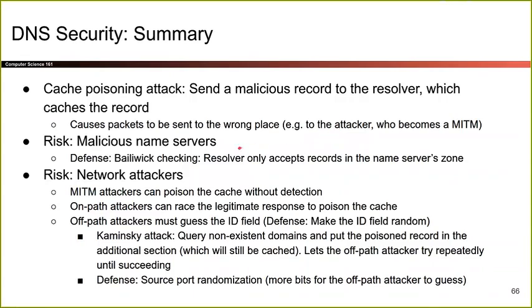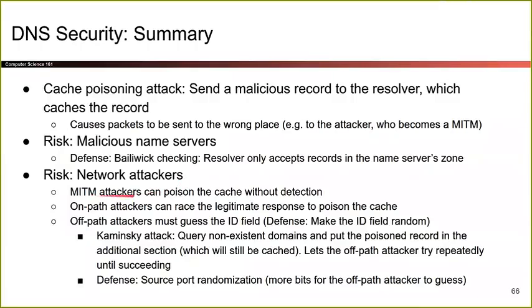There are a couple of risks that we talked about. Malicious name servers could be around. So how do we stop them? We use bailiwick checking. We only accept records if they're in the right zone. So Berkeley is not going to send a record for MIT. So if, as a resolver, you get a record from Berkeley that claims to have a record for MIT, don't accept it. Then we talked about network attackers.